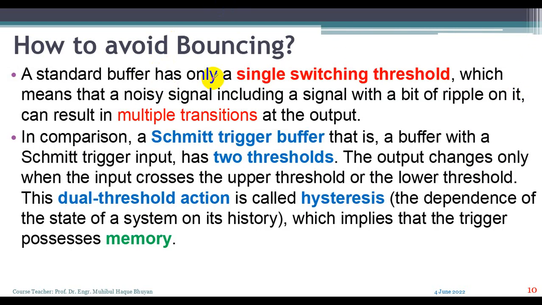A standard buffer has only a single switching threshold, which means that a noisy signal, including a signal with a bit of ripple on it, can result in multiple transitions at the output, as we have seen on the last slide. In comparison, a Schmitt buffer, that is a buffer with a Schmitt input, has two thresholds. The output changes only when the input crosses the upper threshold or the lower threshold. The dual threshold action is called hysteresis, the dependence of the state of a system on its history, which implies that the trigger possesses memory.